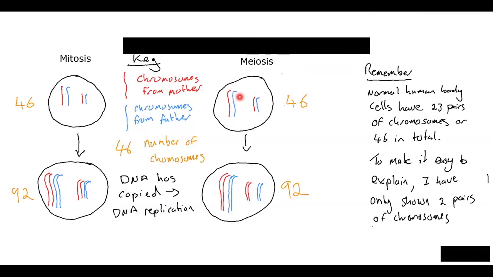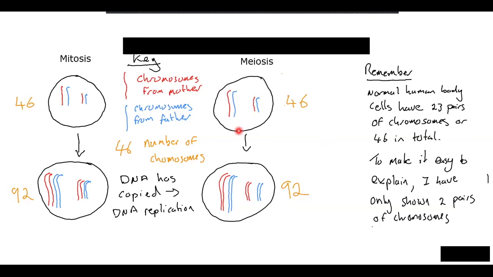What I've done is I've drawn the chromosomes that you would find inside the nucleus of each of these cells. Now, in our body cells, we've got 46 chromosomes, 23 pairs. Now, that's quite a lot to remember and quite difficult to draw all of those into this diagram. So to make it easier, I've just drawn two pairs of chromosomes here so we can see what happens.